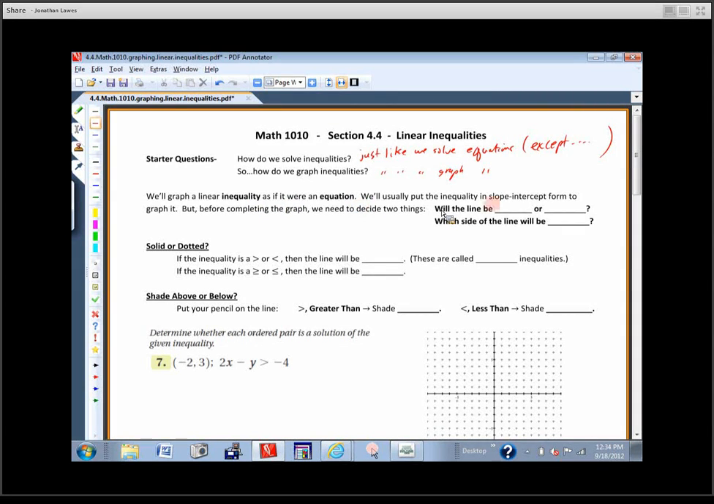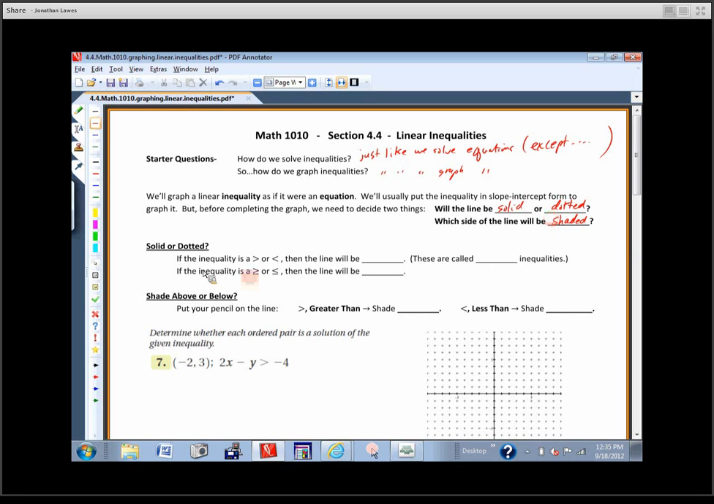Okay? We usually, although not always, put it into slope-intercept form in order to graph it, because that's a really nice graph-friendly form of a linear equation that you're all familiar with. Okay, but before we graph it, we need to decide a couple of things. The first thing is, will the line be solid or dotted? And then the second thing is, which side of the line will be shaded? Because when we're graphing an inequality, you're going to have to do some shading. So we've got to figure out, do I graph a solid or a dotted line, and then which side of the line do I shade?